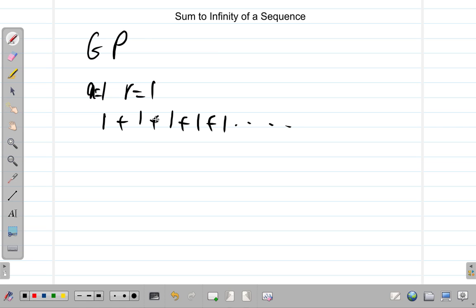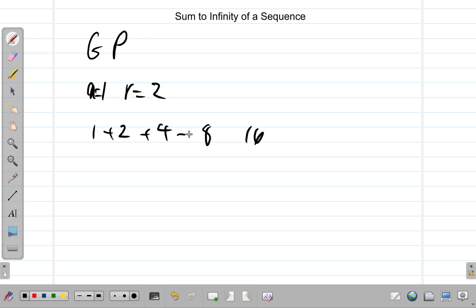So, let us try with our common ratio greater than 1, say 2. You start with 1, then 1 times 2, which is 2, 2 times 2 is 4, 4 times 2, which is 8, 8 times 2, which is 16. So these terms would also approach positive infinity, an infinitely large answer, right?